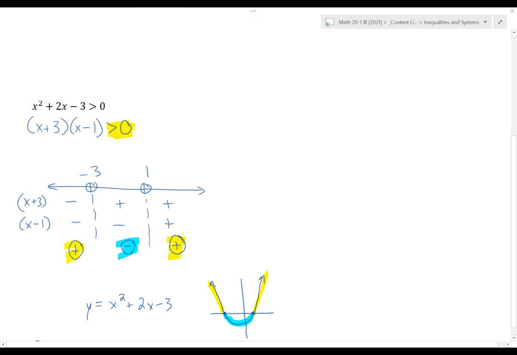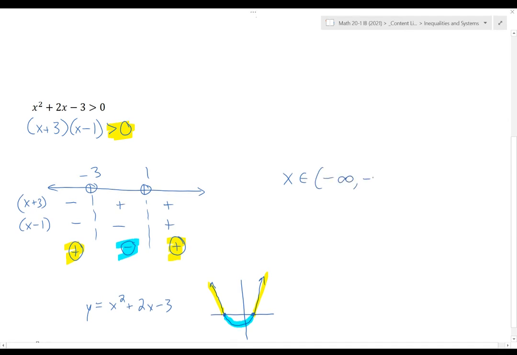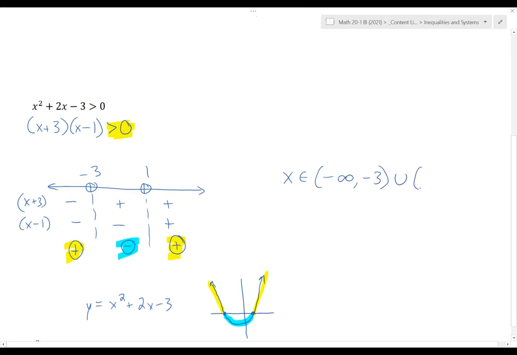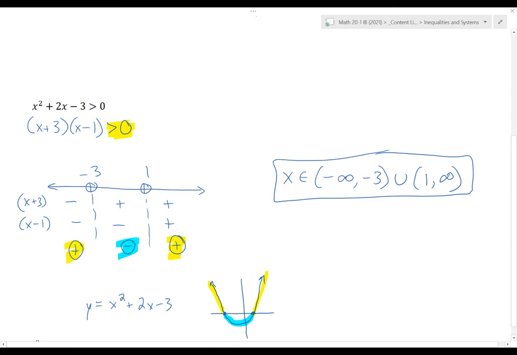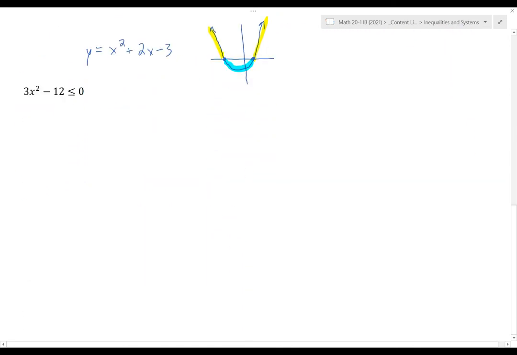All right, so then that means that the solution I'm looking for is where is it positive? So x is in the interval from negative infinity to negative 3, or in the interval from 1 to infinity. Remembering that the 1 and the negative 3 are not part of the solution because I don't want it to be equal to 0. I can, however, have an inequality where I have 0 being included.